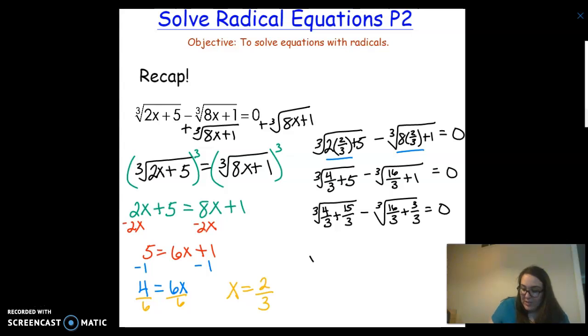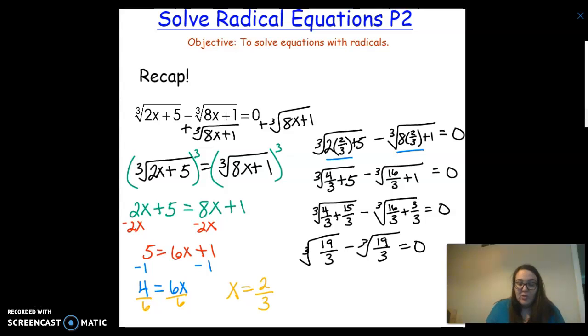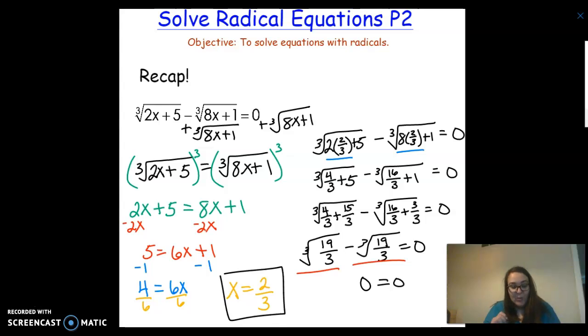Although this looks ugly right now, in this next step, 4 plus 15, because they have a common denominator, is 19/3. Minus the cube root of 16 plus 3, which is also 19/3. If those are exactly the same, cube root of 19/3 minus cube root of 19/3, I end up with 0 equals 0. That tells me for sure 2/3 is an answer.